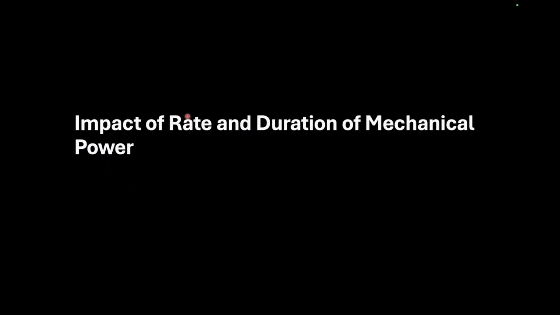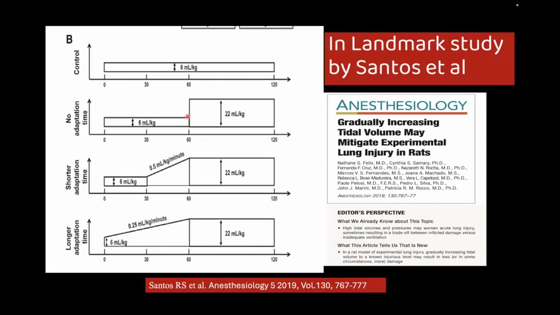The rate and duration of mechanical power is important. This is a study in rats, which was a very interesting study. What they did was they applied 6 ml per kg of tidal volume in the control group throughout over 2 hours. And there were three other situations: no adaptation, short adaptation, and long adaptation. In no adaptation, they applied 6 ml per kg of tidal volume for 1 hour and then suddenly increased to 22 ml per kg. In short adaptation, they had 6 ml per kg tidal volume for 30 minutes, then increased it over the next 30 minutes, and then maintained it at 22 ml per kg. And there was a long adaptation, where throughout the first 1 hour tidal volume was increased and then maintained at 22 ml per kg in the last 1 hour.